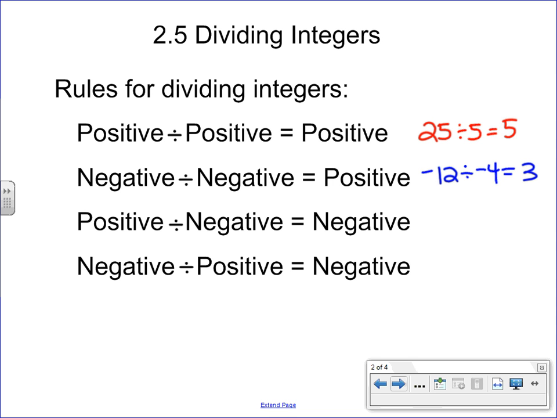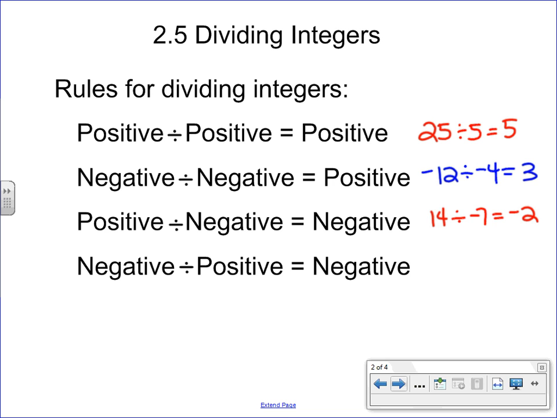The third rule states that a positive number divided by a negative number is going to equal a negative number. So if I have 14 divided by a negative 7, that's going to equal a negative number, like negative 2 in this case.